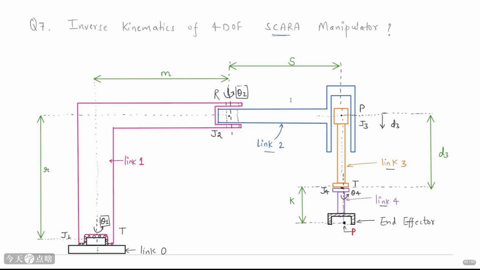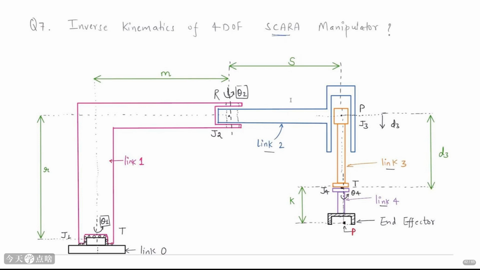It has 4 joints, J1, J2, J3, and J4. The first 2 joints are typically revolute joints that allow the robot to move in the horizontal plane. The third joint is a prismatic joint that allows vertical movement. The fourth joint is often a revolute joint that allows the end effector to rotate. The diagram shows the coordinate frames attached to each link.